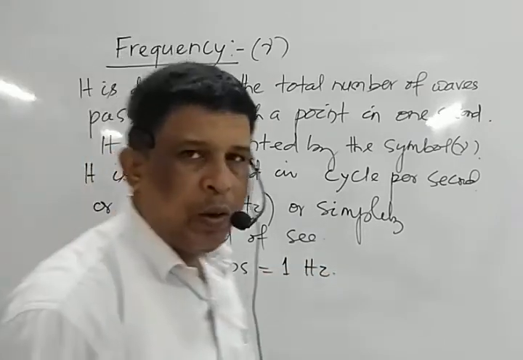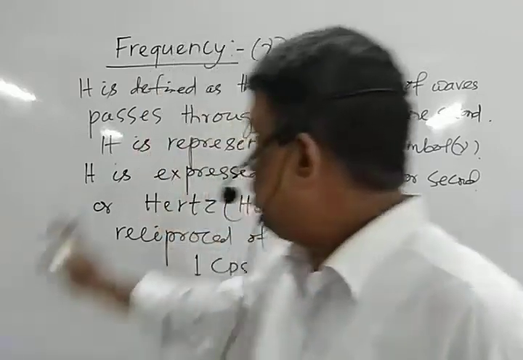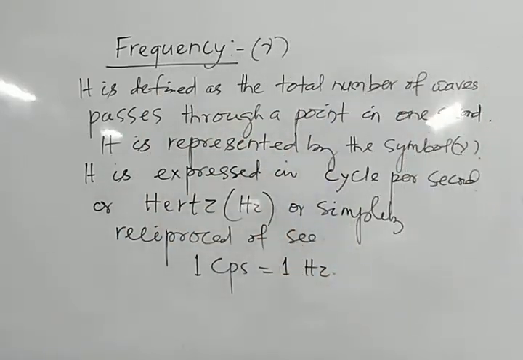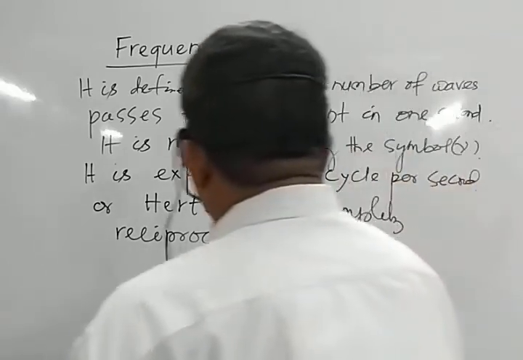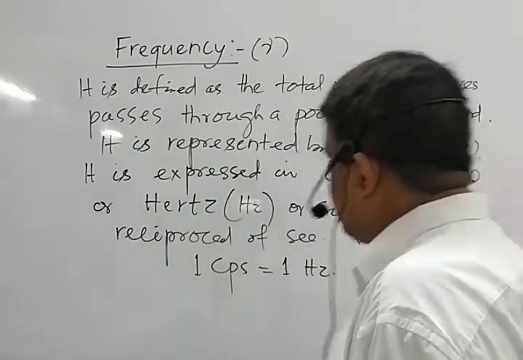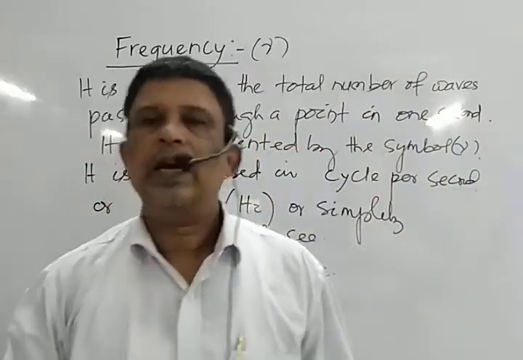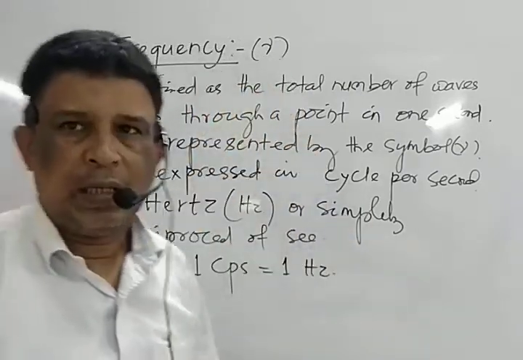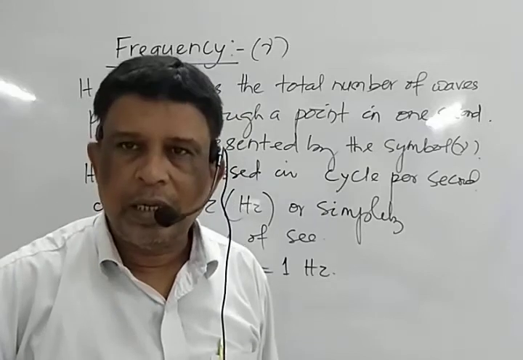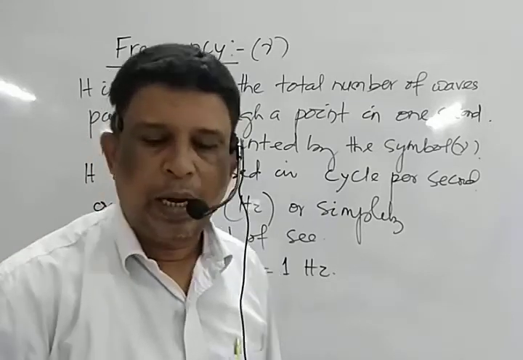Mark that. Frequency is defined as the total number of waves passing through a point in 1 second. It is measured in terms of CPS, cycle per second, or hertz, or simply reciprocal of second. It is known as the term frequency. Wavelength, frequency, then the term is velocity.